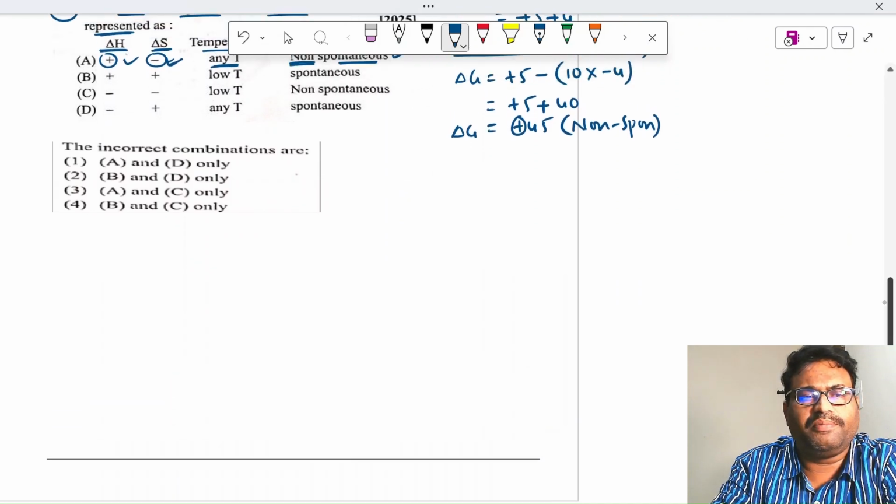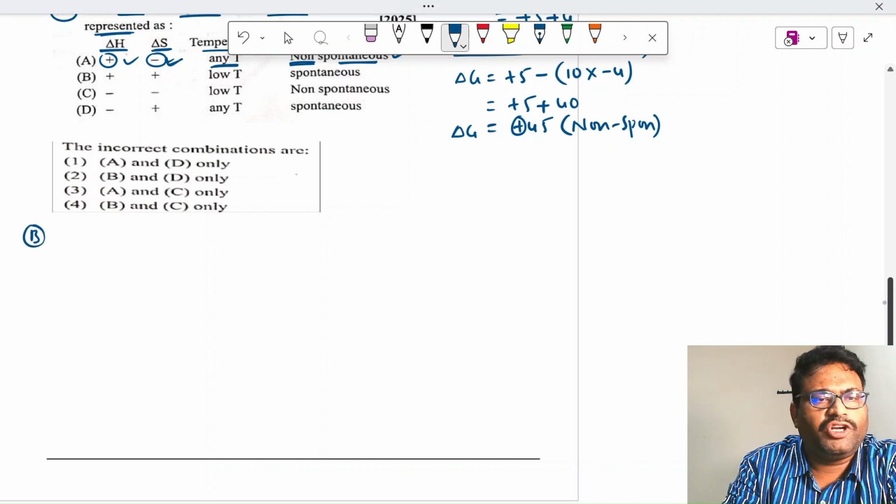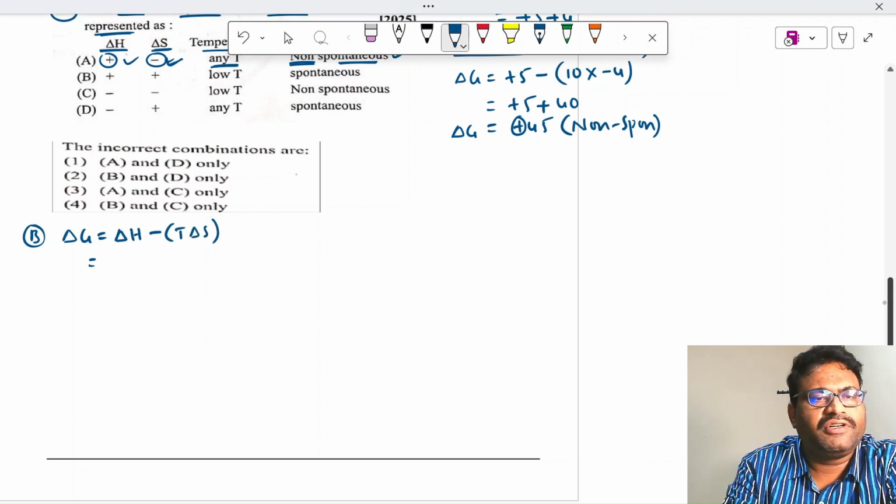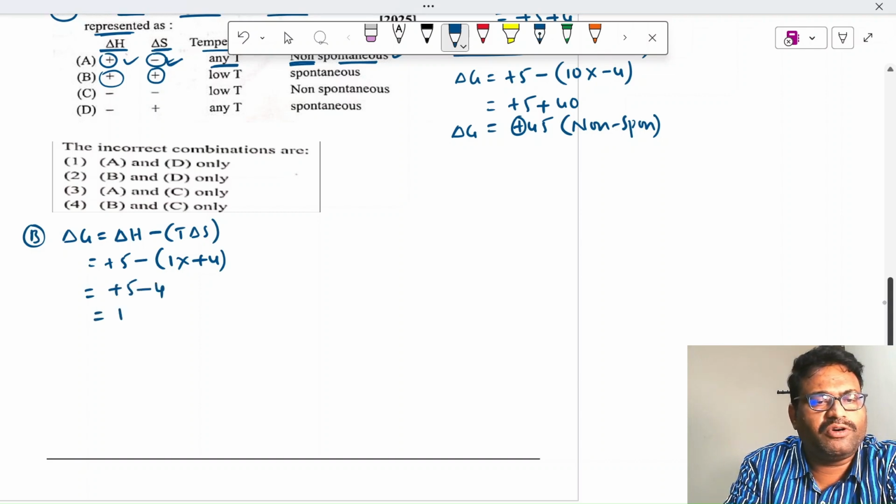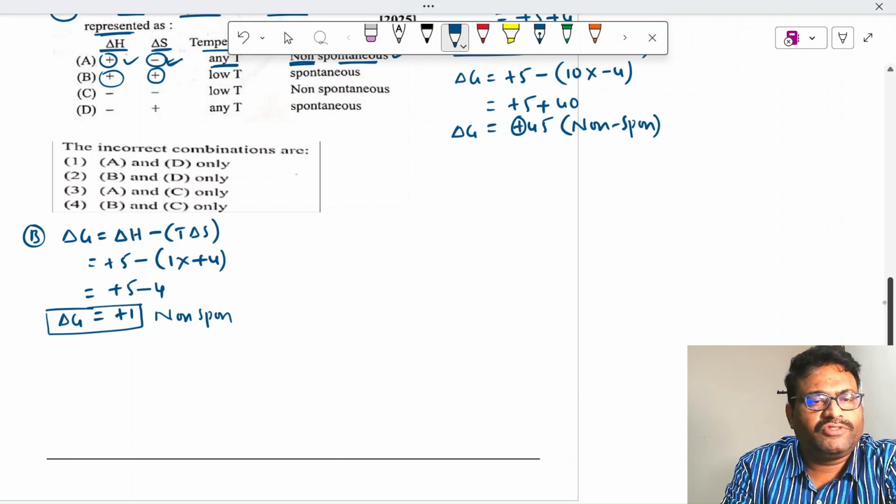Let us see option B. In option B, delta G is equal to delta H minus T delta S, right? Delta H is given positive. Let me take it as plus 5 minus of 1 into delta S. Delta S is again positive, plus 4. Plus 5 minus 4, that is equal to plus 1. So plus 1, delta G is positive. What does that mean? It is non-spontaneous. So let us increase the temperature.